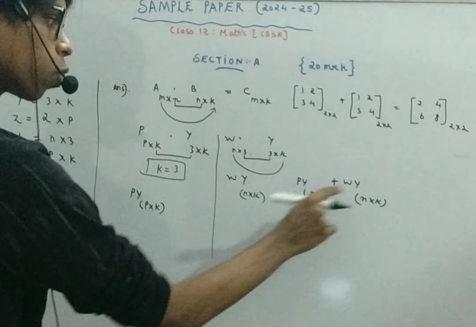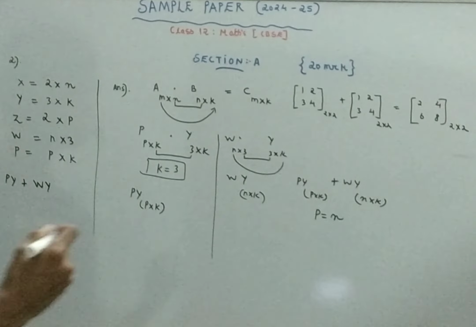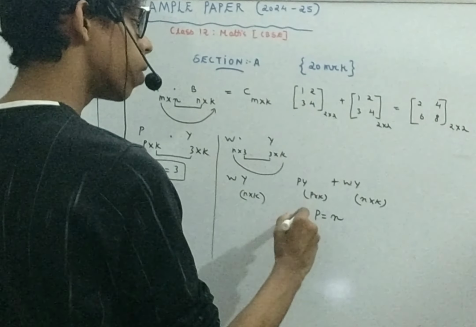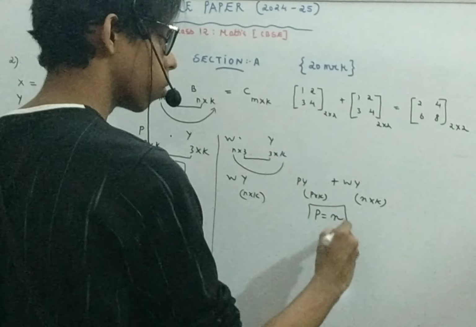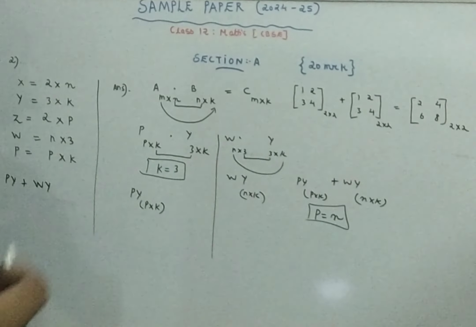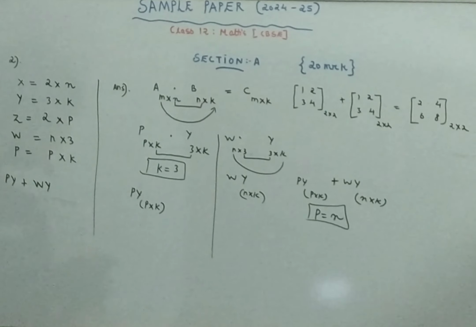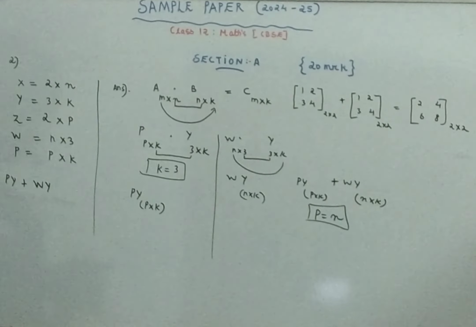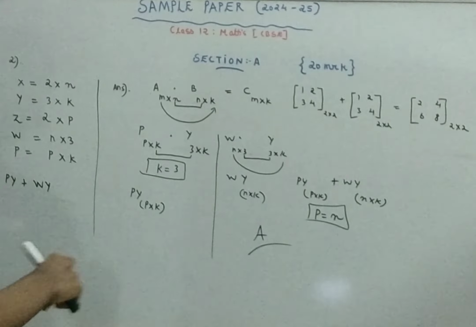Since matrix addition is possible only if the orders are the same, from here we can say that P is equal to N. If only P is equal to N, we can add these two matrices. So from here we found that the value of K is equal to 3 and P is equal to N. Now if you see your options, option number A is the value of K is equal to 3 and P is equal to N. So option A is the correct answer over here. I hope it is clear.